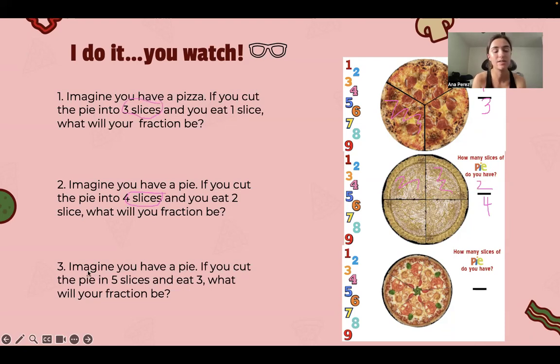Good job, you guys. Number 3, imagine you have a pie. If you cut the pie now in 5 slices, it's already cut for you, and you eat 3, what will your fraction be? How many equal parts? What's going to be our denominator? 5. And then our numerator, how many slices did we eat? 3. Great job, you guys. Awesome job.